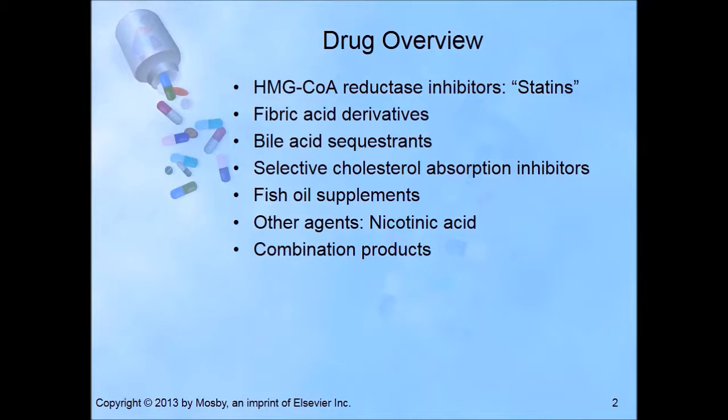Fibric acid derivatives are indicated for reducing the risk that CHD may develop in patients with a history of CHD who have low HDL cholesterol levels and elevated triglyceride levels. They are also indicated for adults with marked hypertriglyceride levels who are at risk of pancreatitis and who have not responded adequately to dietary therapy.